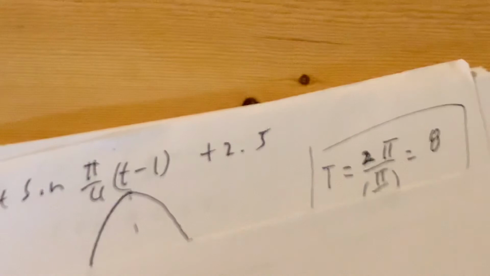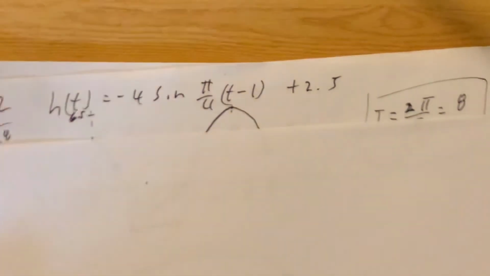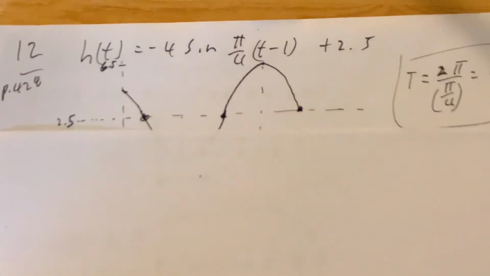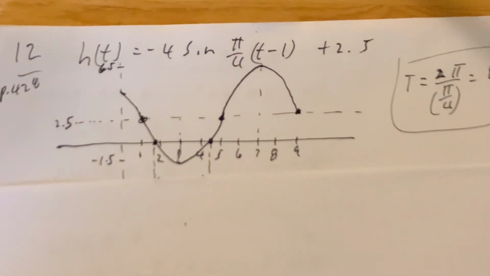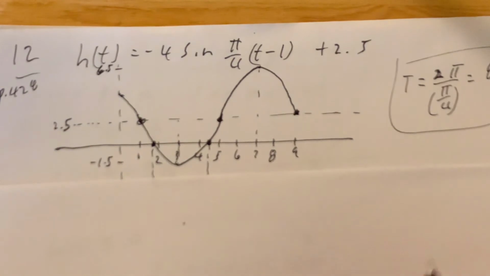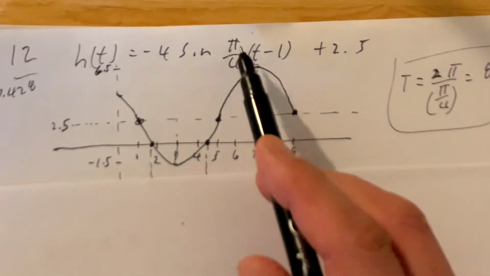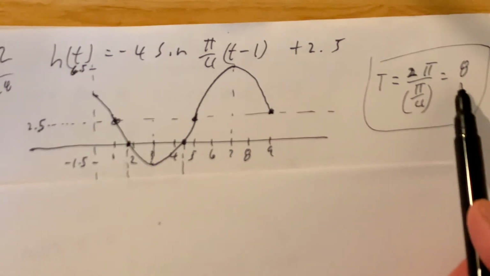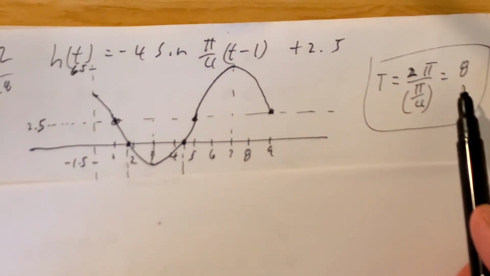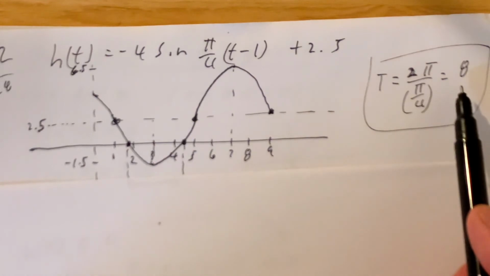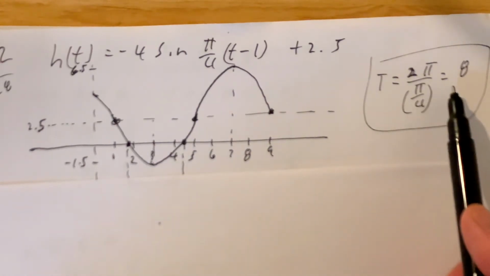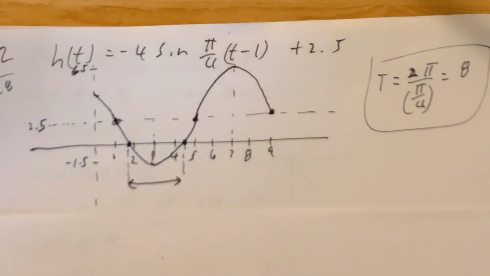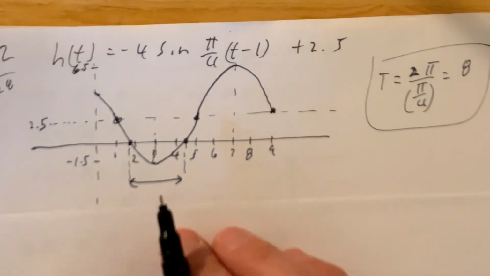Okay, so let's take a look. Well, here is our function, and we're going to graph it. Okay, so the period equals 2 pi over that value, pi over 4. Okay, and so the period equals 8. Okay, so 8 goes into 24 3 times. So we're going to look at this now.